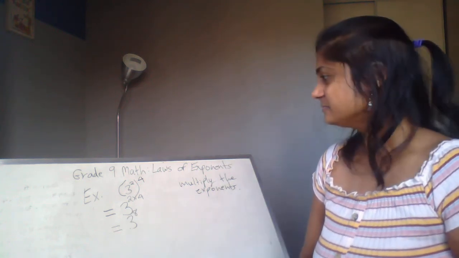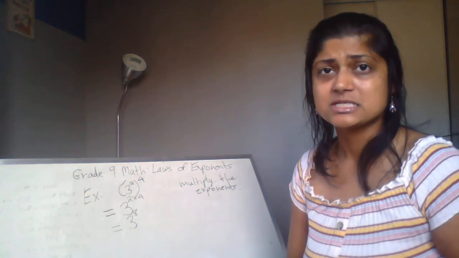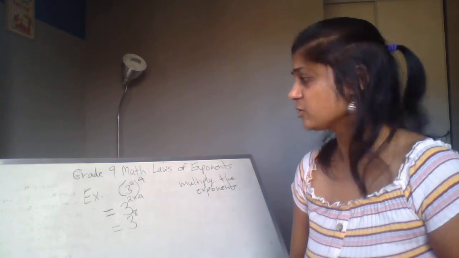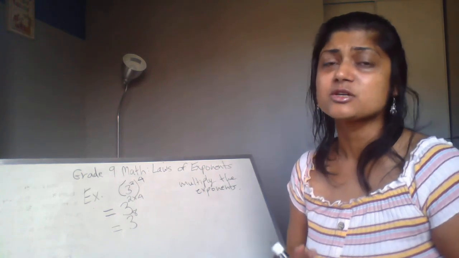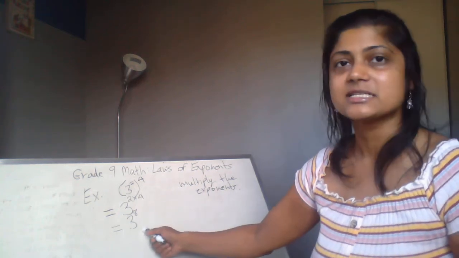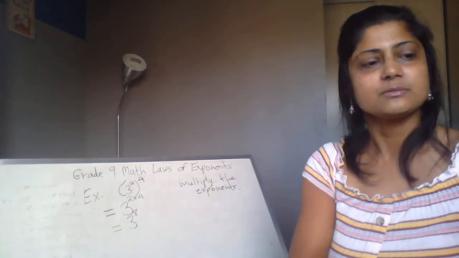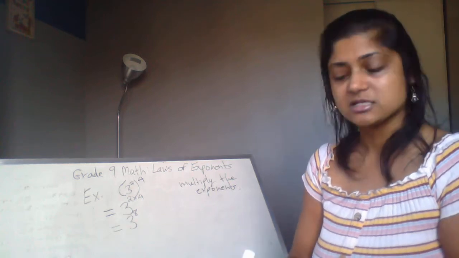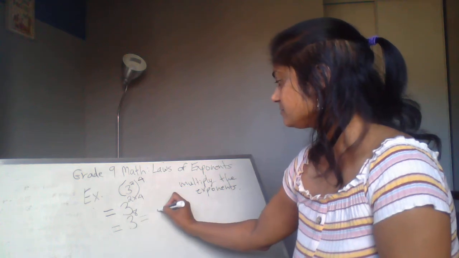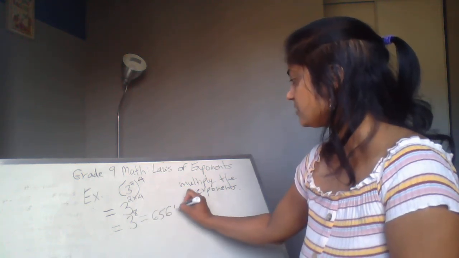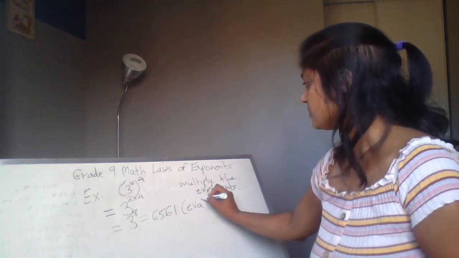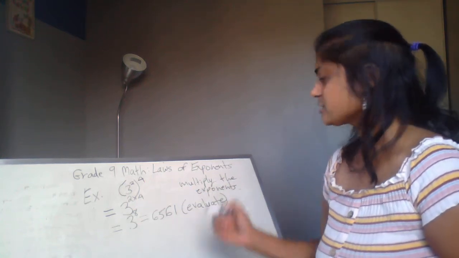If the question says to just simplify, I'm just going to apply the laws of exponents here. If the question says to evaluate, I have to actually put it into my calculator and find an exact value. So say this question said to evaluate it, I'm going to grab my calculator. We're going to do 3 to the power of 8, which is 6,561. I'm going to put in brackets here that we were evaluating this expression.